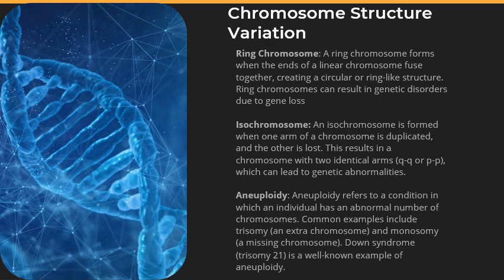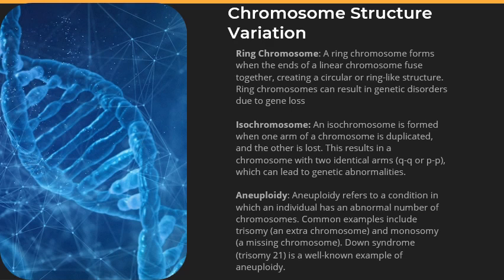Let's move on to isochromosomes. An isochromosome is a chromosomal abnormality in which one arm of the chromosome is duplicated and the other arm is lost. This results in a chromosome with two identical arms, either both long, QQ, or both short, PP. Isochromosomes can occur due to errors during cell division, particularly in meiosis. This can lead to genetic abnormalities if they disrupt gene dosage or affect essential genes. For example, an isochromosome of the long arm of the X chromosome can cause Turner syndrome.